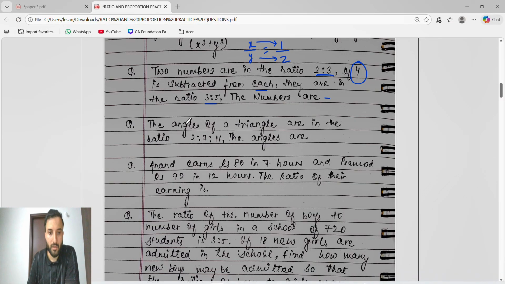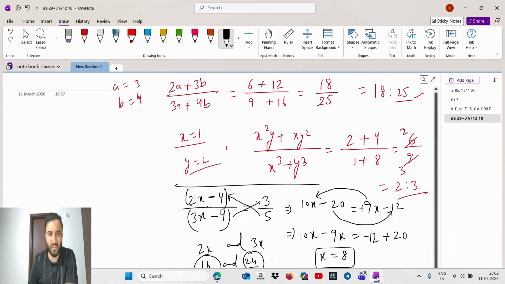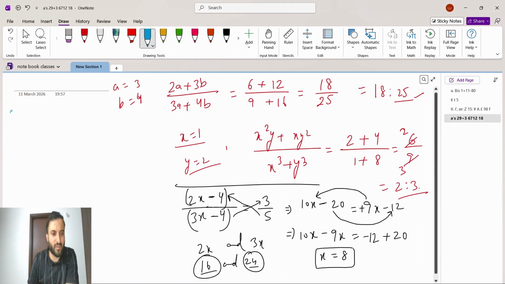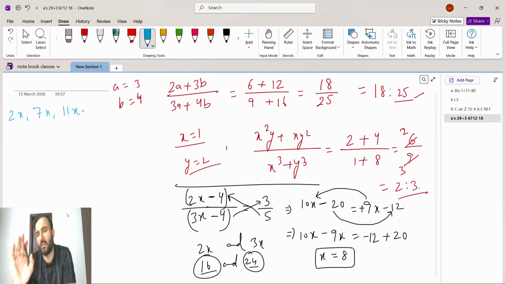Okay, next. The angles of a triangle are in the ratio 2:7:11. Find the angles. Very simple, guys. 2:7:11. So how will we write? It will become 2x, 7x, 11x. They said angles of a triangle. How many angles are there? Three angles. So one is 2x, another is 7x, another is 11x. What is the sum of the angles of a triangle? Because they are talking about angles of a triangle.